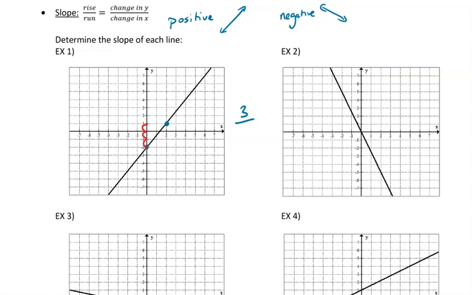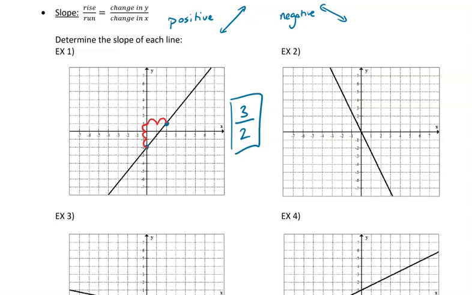The run portion is how far do you need to go over. So we would have to go over 1, 2. Then we'd be on that next point. So over 2. That is it. That's our slope.